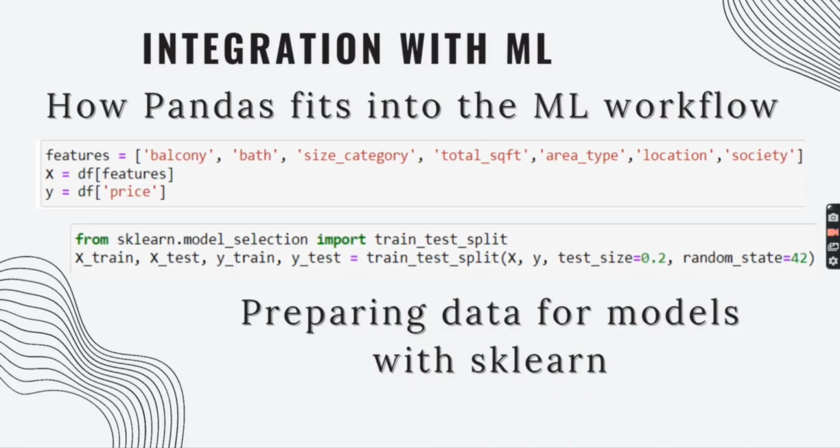Let's continue with our next content, integration with machine learning. So pandas plays a crucial role in the machine learning workflow. It helps in data loading, pre-processing, and feature engineering, making the data more suitable for machine learning models. So in this section, we are preparing data with sklearn, which shows us how pandas fits into the ML workflow.